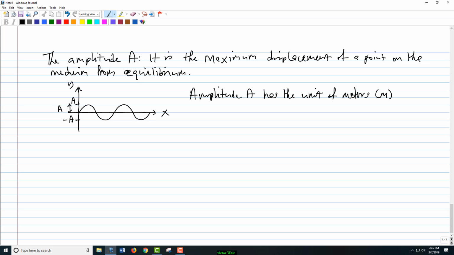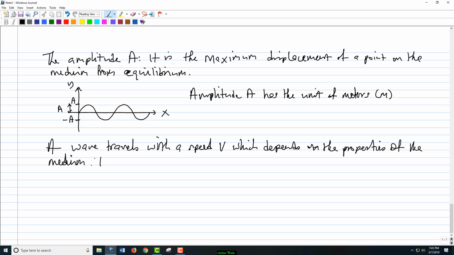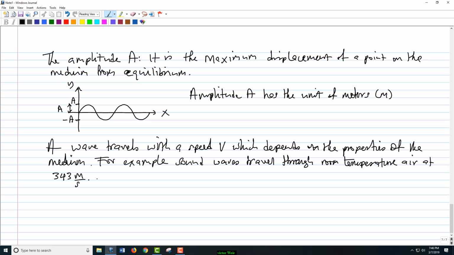A wave in general travels with a particular speed which depends on the properties of the medium involved. For example, sound waves travel through room temperature air at a speed of 343 meters per second. When sound travels through a solid medium, the speed is higher.